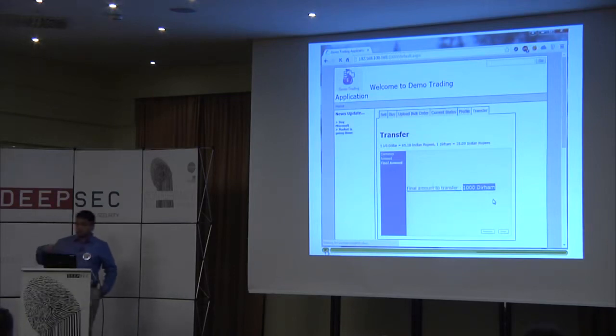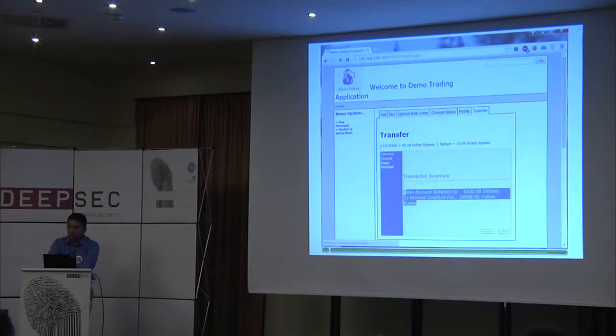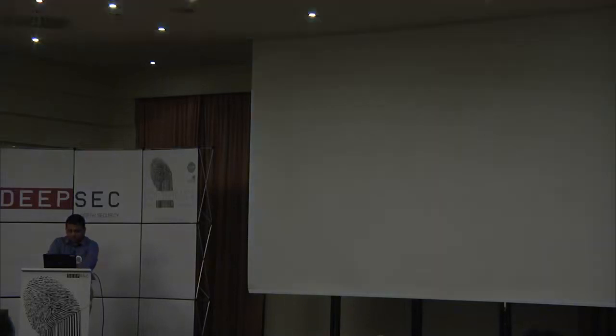So this was the second step. On the first step, we had dirham to Indian rupees. On the second step, the application stored the amount which I wanted to transfer. Now, if I click finish, it shows me that it has transferred 1000 dirhams to Indian rupees, and the amount credited was 18,090 Indian rupees. So this is a normal transaction which any bank will allow. Let's go back to the slides.